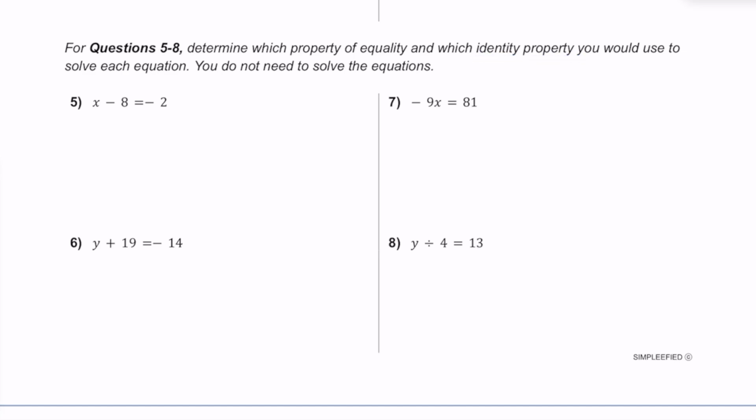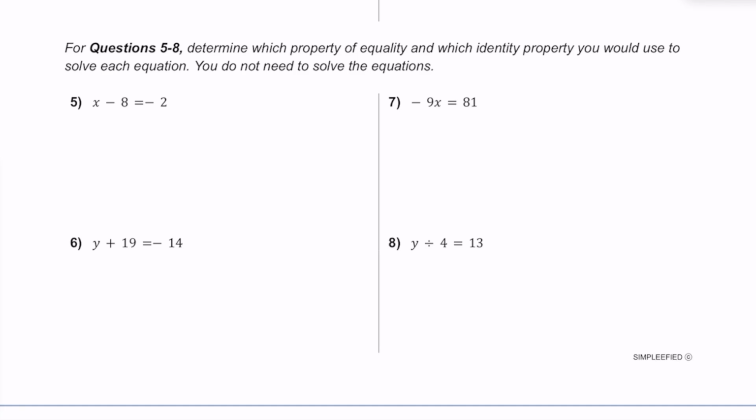And so we're going to use one of these properties of equality and one of these identity properties to solve each of these equations. And we do not need to solve these equations. We're just going to say which properties we would use to solve it. All right, so for number 5, we have this equation of x minus 8 is equal to negative 2. If you wanted to get x alone here, I think we would add 8 to both sides.